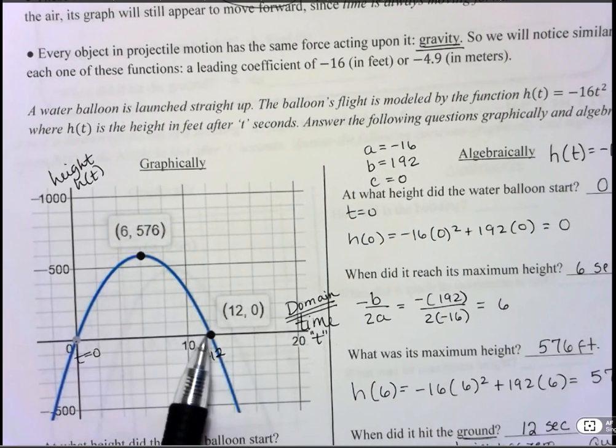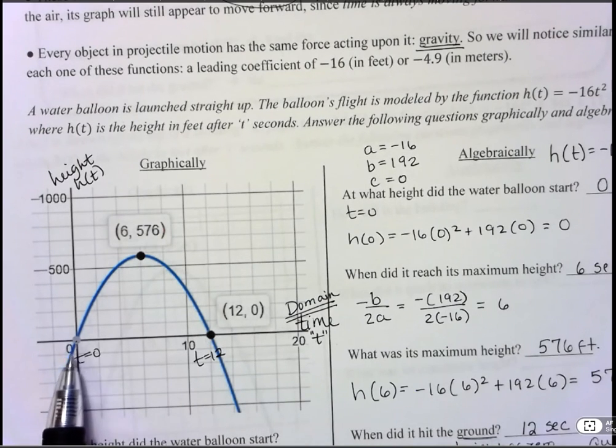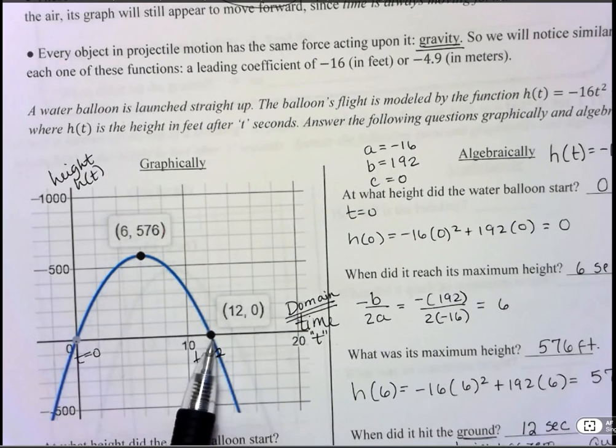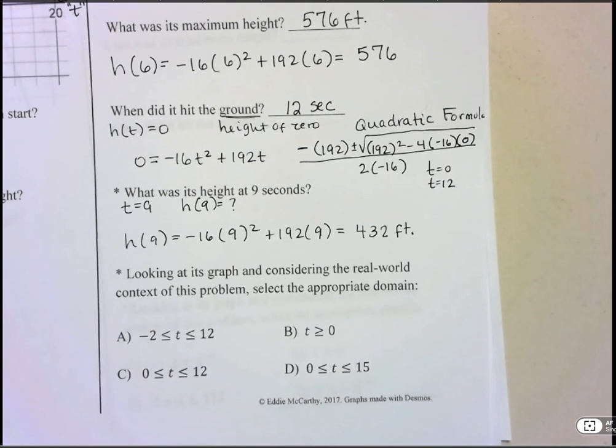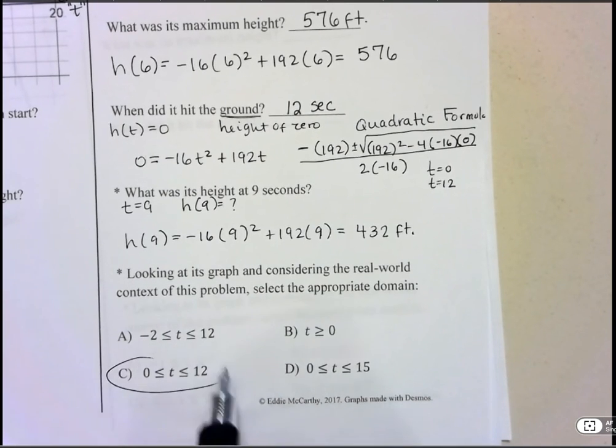So the domain, or the valid time values for the flight of this water balloon, is the starting time and the time when it lands on the ground. So between 0 and 12. So which of these talks about it being between 0 and 12? This one.